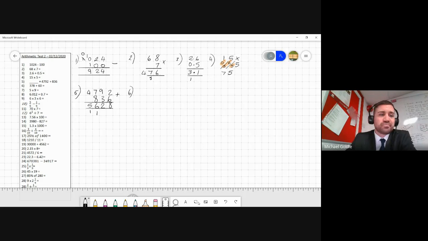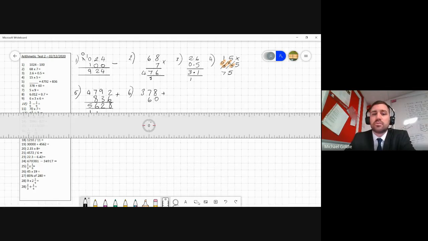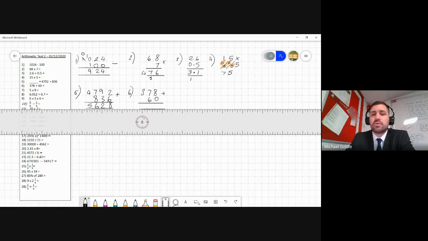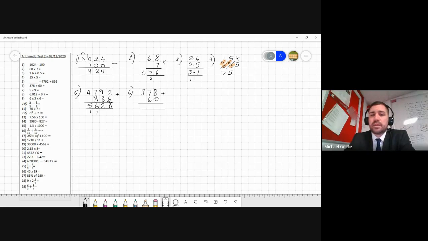Number 6. 378 add 60. So you've got 378 add 60. Make sure you use a ruler. Rule that off. And then add them up. 8 add nothing is 8. 7 add 6 is 13. So you make sure you carry the 1 across. 3 add nothing is 3. Add 1 more is 4. 438. Now, the next one, I'm going to leave that one, number 7.